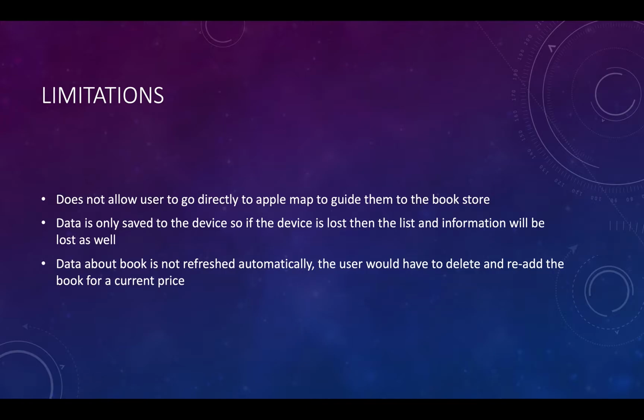And then also the book data. As much as I didn't really think about this at the time, the price of the books is not updated automatically. The user would have to delete the book and then re-add the book to get the newest information about anything in particular, including price or rating.